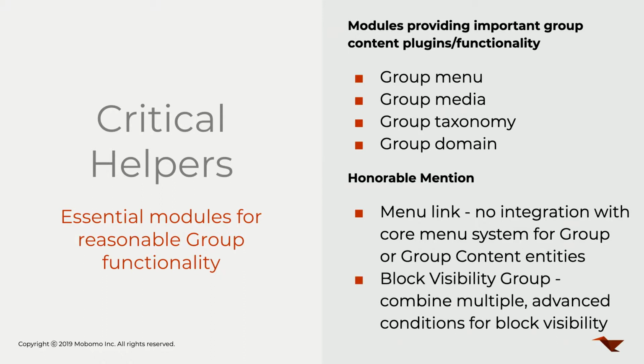Block visibility group module is really handy, specifically because it has lots of additional conditions that you can use. Group integrates already with the base block functionality, so you can see, I only want to show this on this group type. But if you want to get more complex, which has come up a lot for us in this project as far as visibility rules, this is super handy because you can combine multiple rules. There are some rules in there that aren't available in the core block visibility stuff.